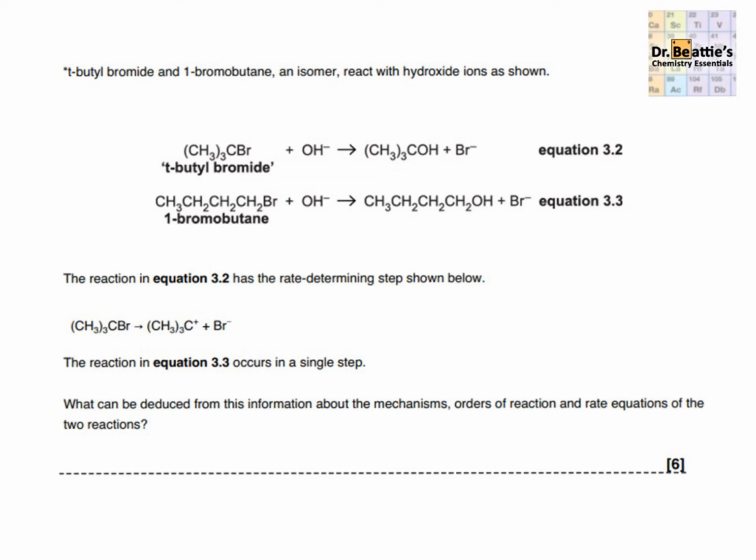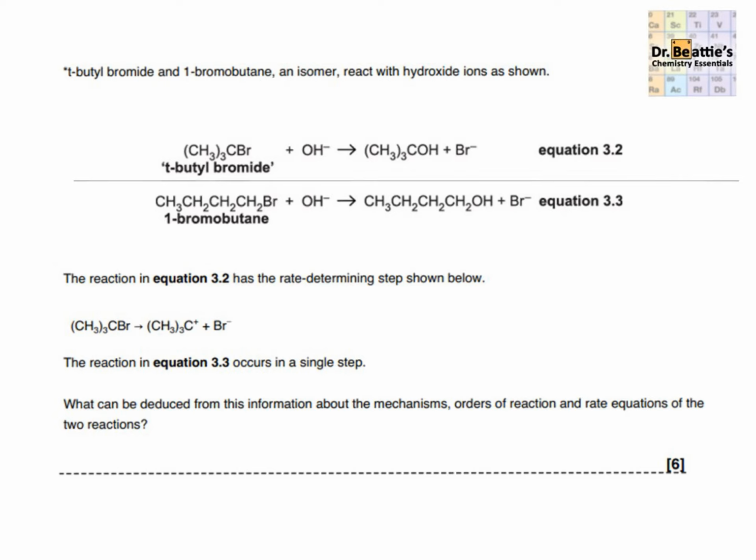I want you to pause the video here and just have a read through the exam question. So hopefully you can see here that we have a nucleophilic substitution. We're taking the haloalkane, whether it be T-butyl bromide or 1-bromobutane, they're both haloalkanes, and we are doing a substitution of hydroxide ions to form an alcohol.